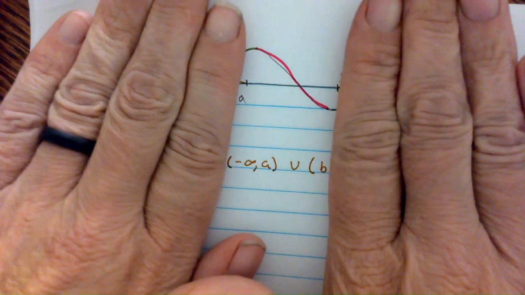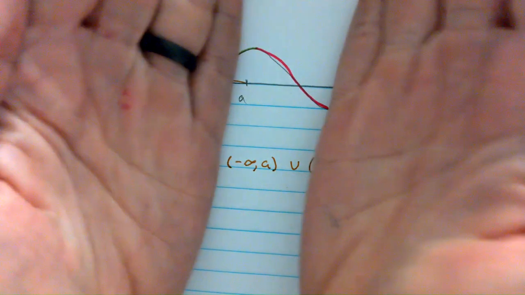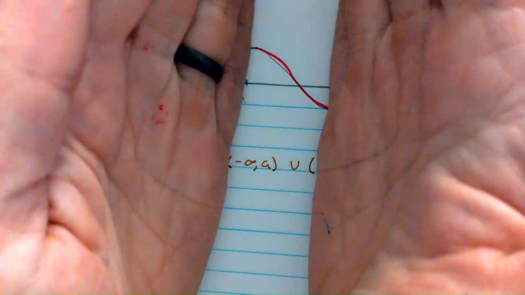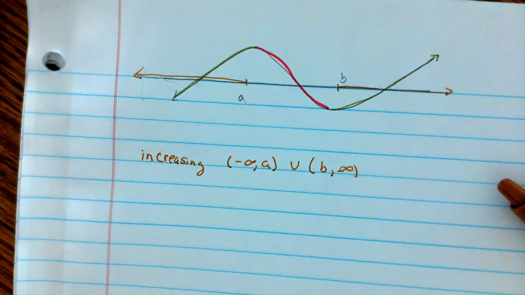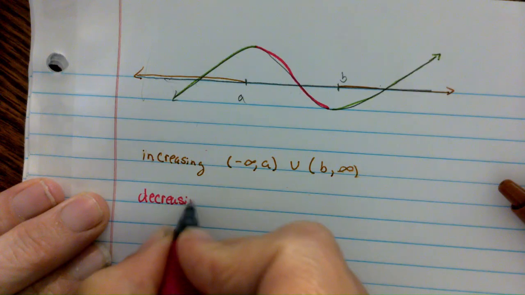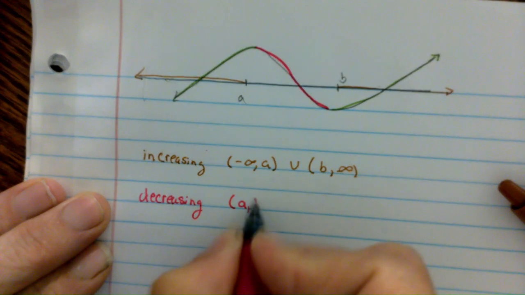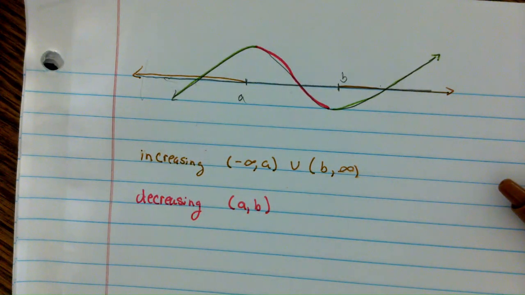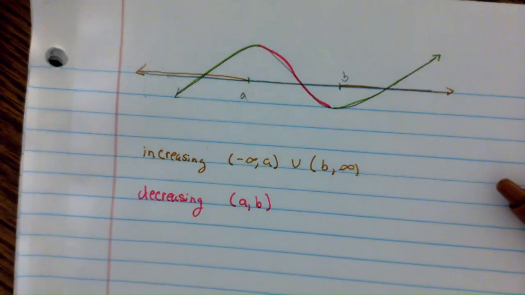However, in between these two walls, the wall of A and the wall of B, the graph is going downhill. So we're decreasing between A and B. I don't care how much, we're just going down. Do I care about how much the drop is at this point? No. I just want to know, hey, when you use these x values, know that as you move from left to right, your graph is going downhill. So increasing and decreasing refers to uphill, downhill.